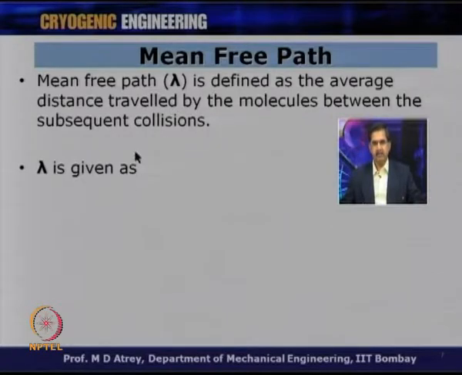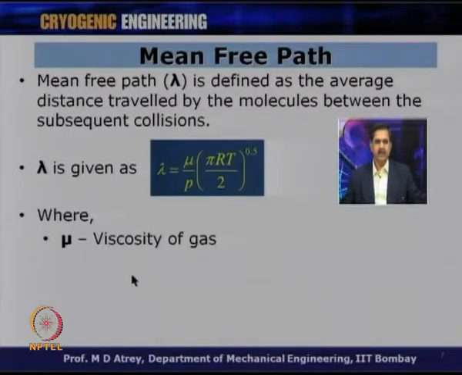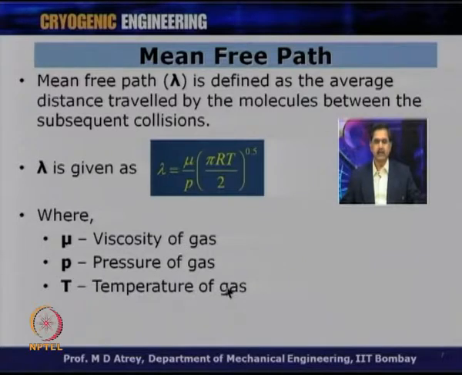So, the mean free path lambda is given by this particular expression: lambda is equal to mu by P into (pi RT by 2) to the power 0.5, where mu is the viscosity of the gas, P is the pressure of the gas, and T is the temperature of the gas. R is the specific gas constant. So, there are different parameters, and for every gas now we can calculate the value of lambda.